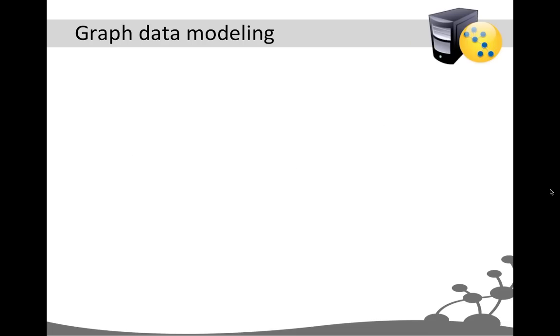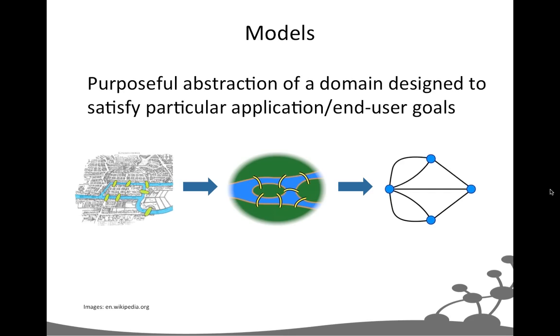Okay. So let's look first of all at how we can actually go about deriving an application graph model from a set of requirements. The first thing I want to say here is something about the activity of modeling itself. When we create a model, whether it's an object model or a relational model, or as in this case, a graph model, we're not trying to create a transparent window onto reality. We're actually creating a very purposeful abstraction. It's a purposeful abstraction of the domain that we're interested in, and it's there to satisfy a particular set of goals.